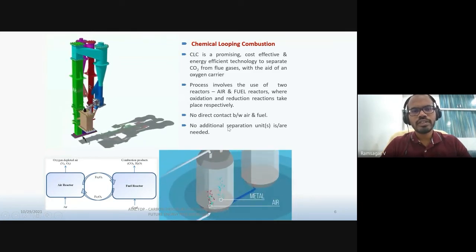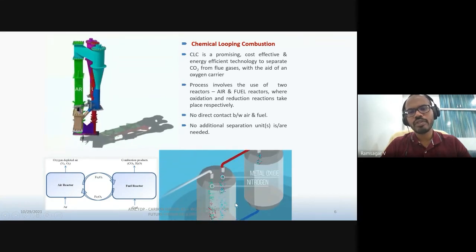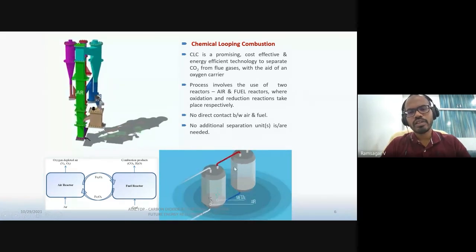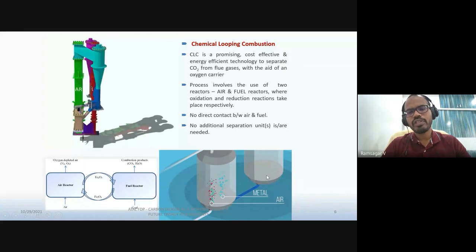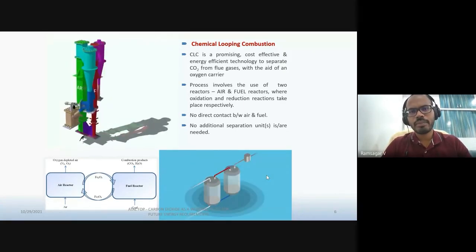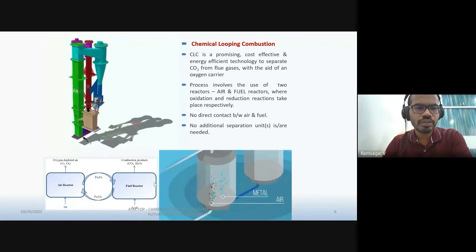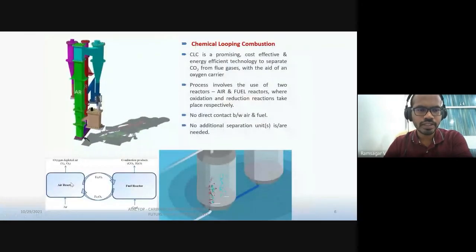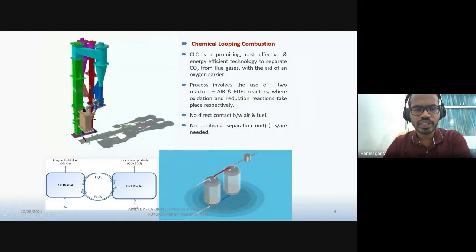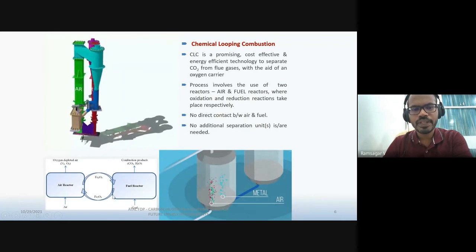In the air reactor, the reduced form of metal oxide will be oxidized. That metal oxide then goes to the fuel reactor where combustion happens, and basically it supplies the oxygen in the fuel reactor. So you can see, in this fashion, the metal oxide continuously runs in a loop.